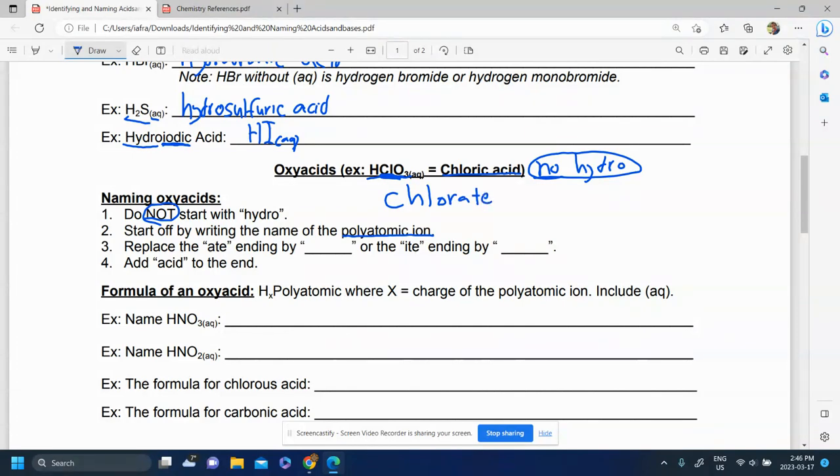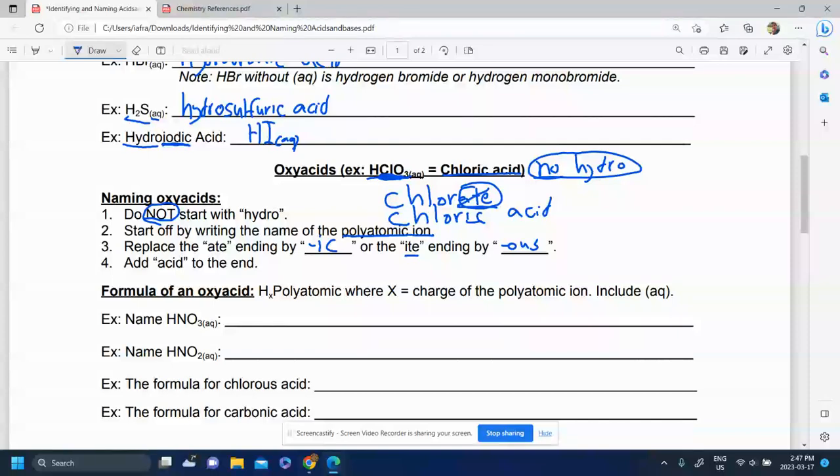Now, here's the next step. If your polyatomic ion ends in ate, change that ending to ic. If the polyatomic ion ends in ite, change the ending to ous. So ClO3 from your polyatomic ion chart ends in ate. So this becomes chloric acid. And that's how you would write the name for an oxyacid. Just write the name of the polyatomic ion out, change the ate to ic or ite to ous, and then put acid. No hydro. That simple.